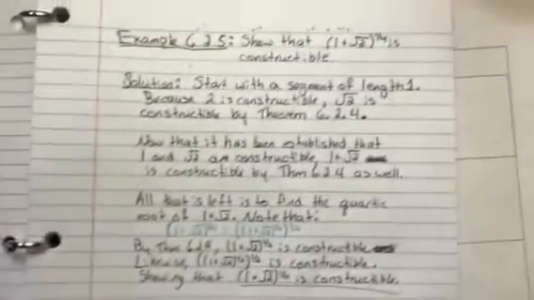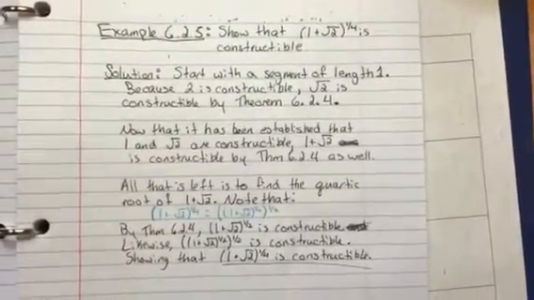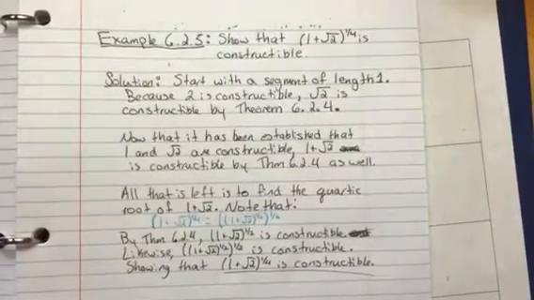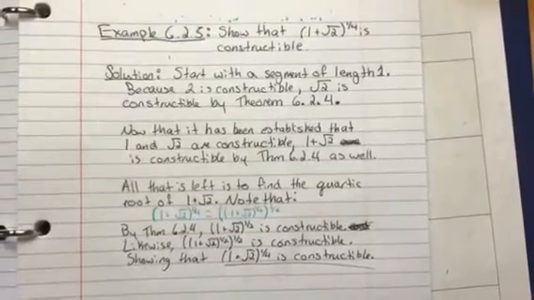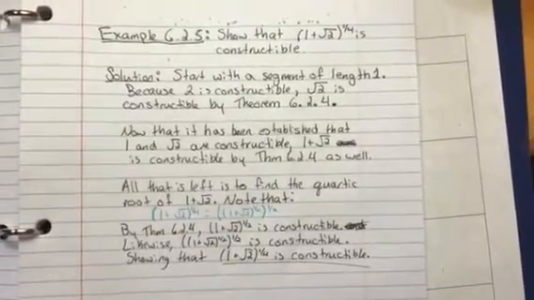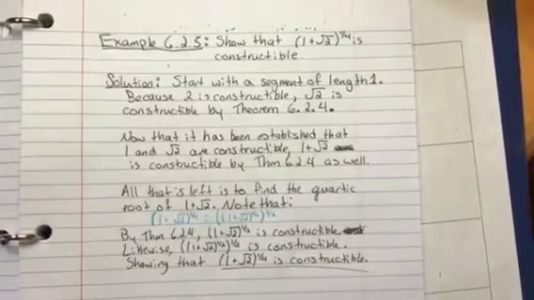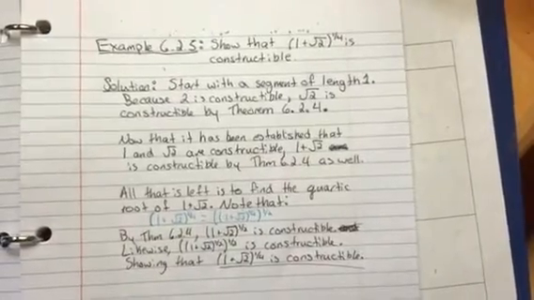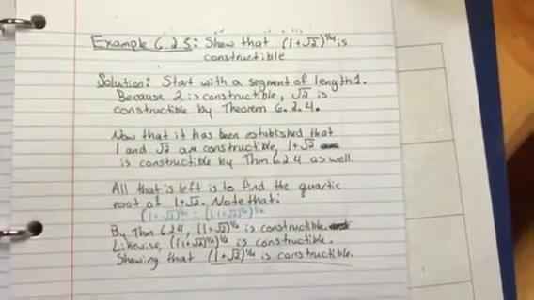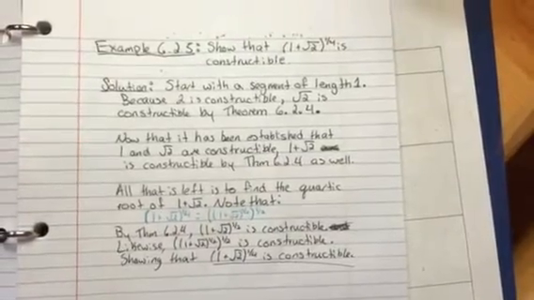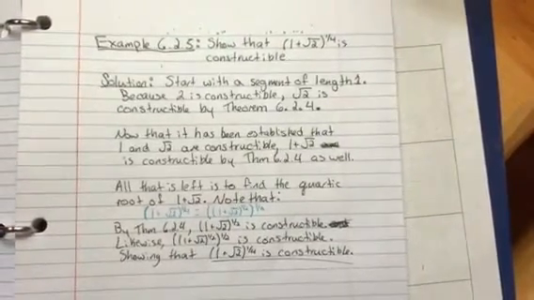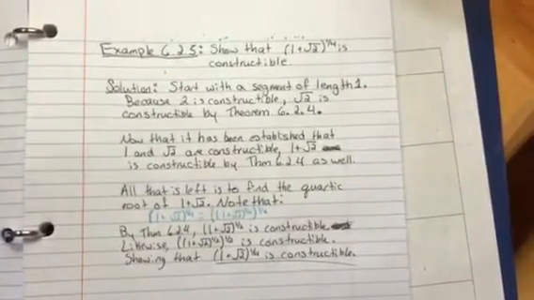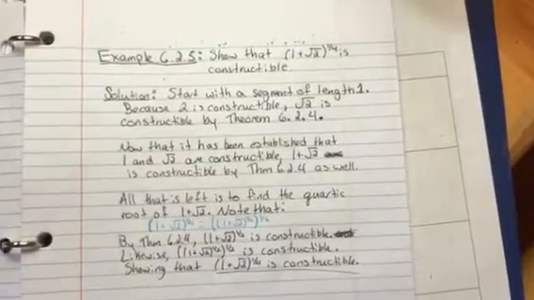Alright, that brings us to example 6.2.5, which is to show that the quartic root of 1 plus the square root of 2 is constructible. So of course, whenever you want to show something is constructible, you have to start with a segment of length 1, because 2 is constructible by a plus b, where a and b are both 1. That's all we have so far. So we know that 2 is constructible. And then square root of 2 is constructible, again, by theorem 6.2.4.